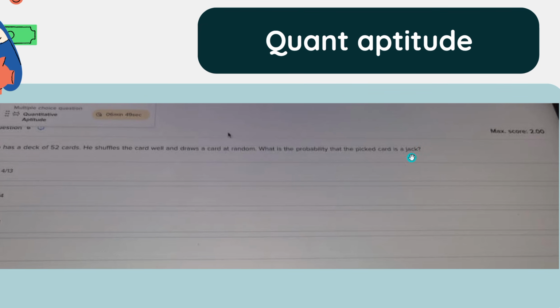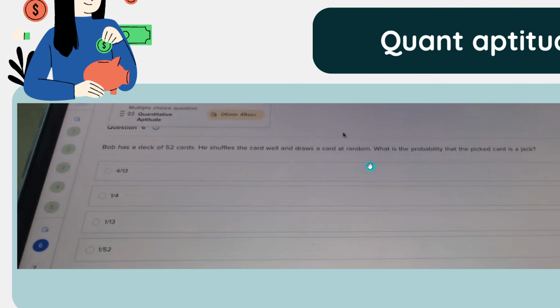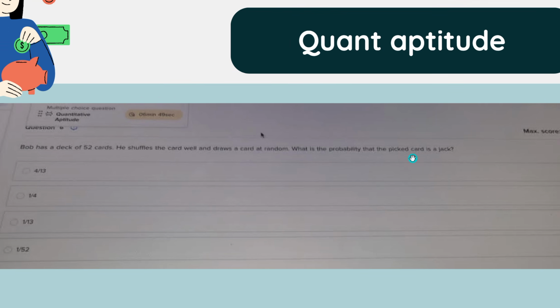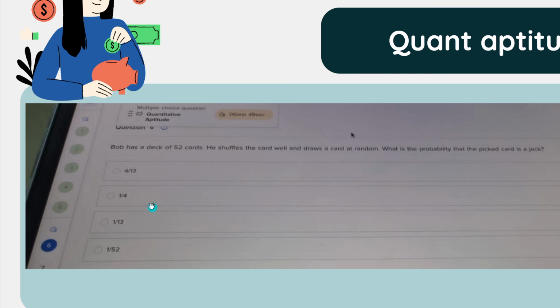What is the probability that the card picked is a jack? Okay, card picked is jack. I hope you can see it. The mark score is 2 marks, and these are the given options.